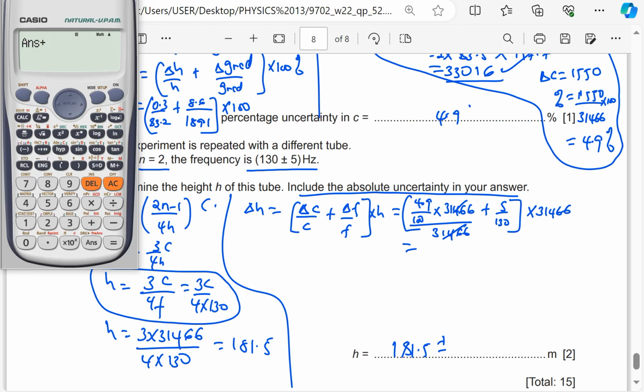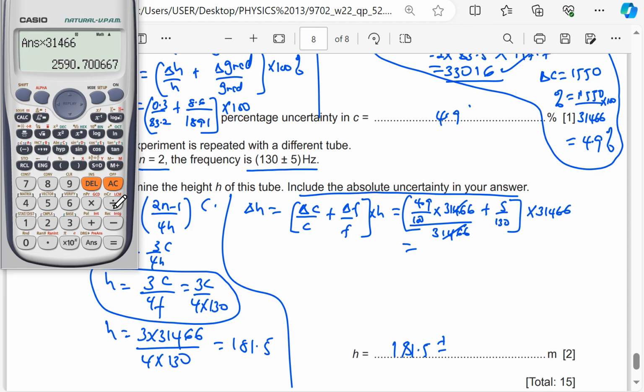Then plus 5 divided by 130. Then times 31466. So this is, oh, this is too big. Let me check it again.